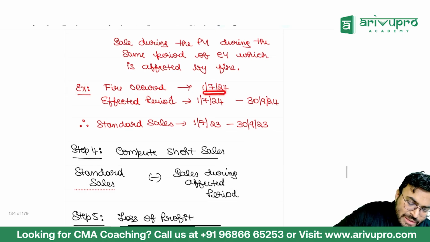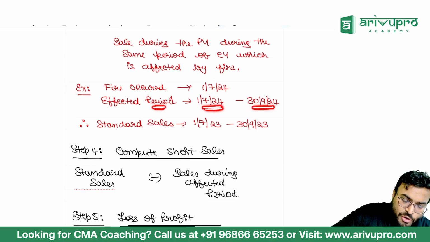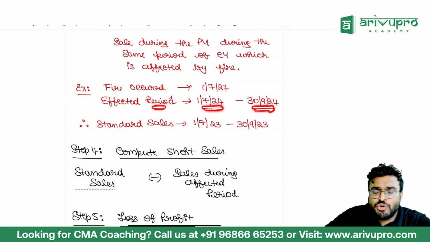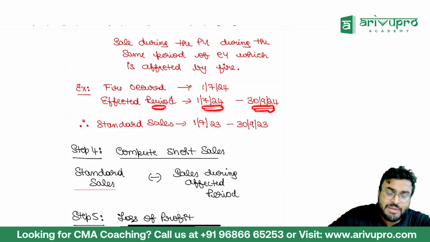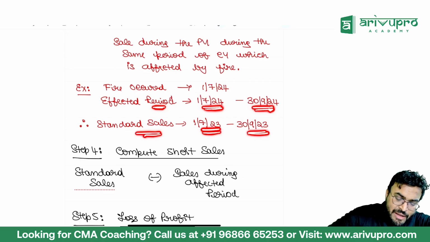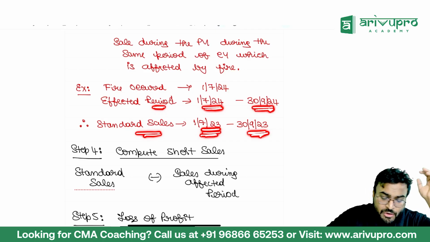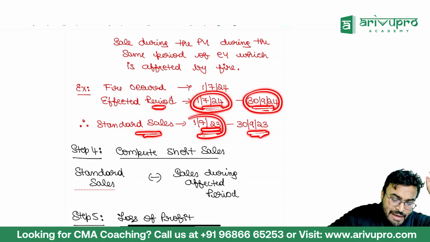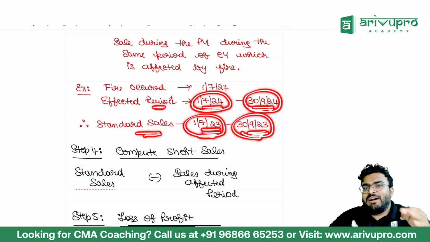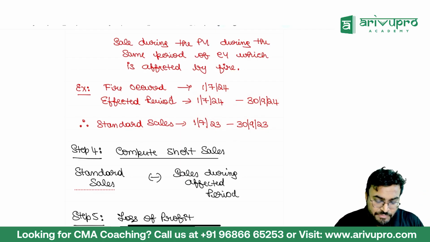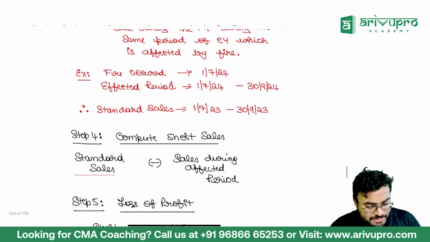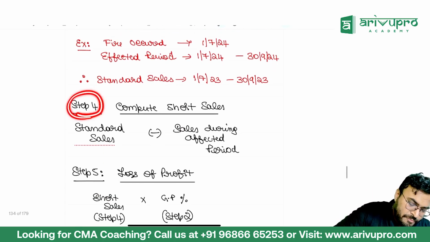If fire occurred on 1/7/2024 and the affected period is 1/7/2024 to 30/9/2024, July, August, September, 3 months, then standard sales means last year, same time. Can you see 1/7/2023 to 30/9/2023? This year and last year, same time, is going to be considered as standard sales. Is this clear? Yes.